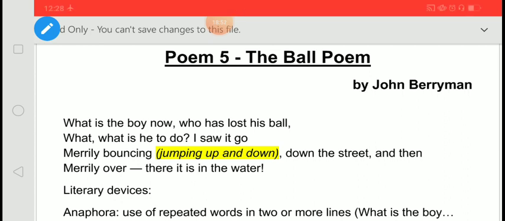So the poet says, now what will that boy do who has lost his ball? The poet saw the ball cheerfully jumping up and down in the streets, and then it went into the water and was lost. Now the boy who has lost the ball, what will he do?